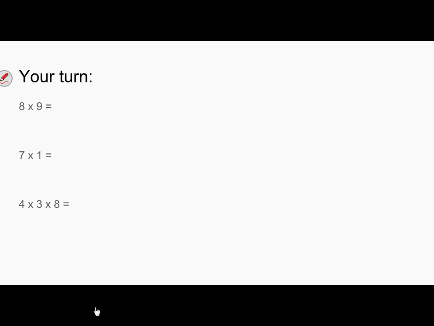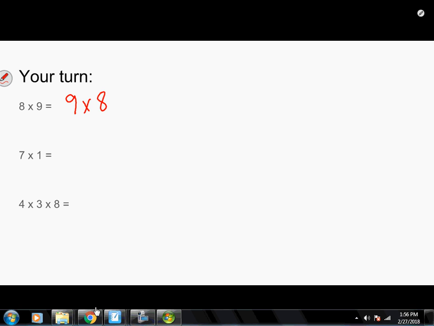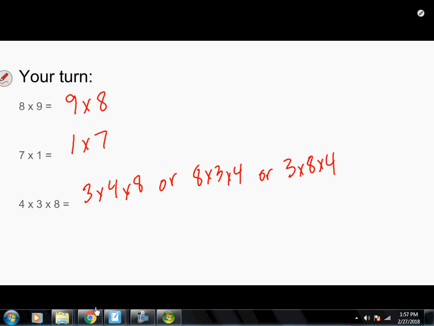Okay, so if you feel like 8 times 9 would look like 9 times 8, you're correct. How about 7 times 1? Taking a second, think about it. You think 7 times 1 would look like 1 times 7, you would be correct. How about 4 times 3 times 8? This one has several options. You could do 3 times 4 times 8, or you could do 8 times 3 times 4, or you could do 3 times 8 times 4. Regardless, your answer would be the same.